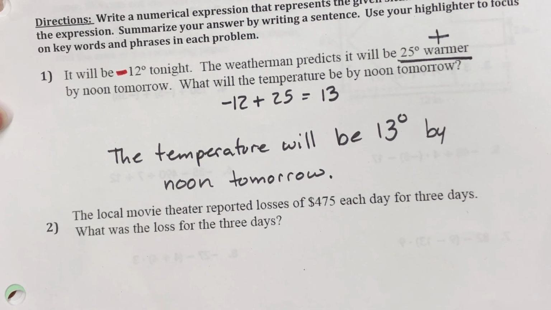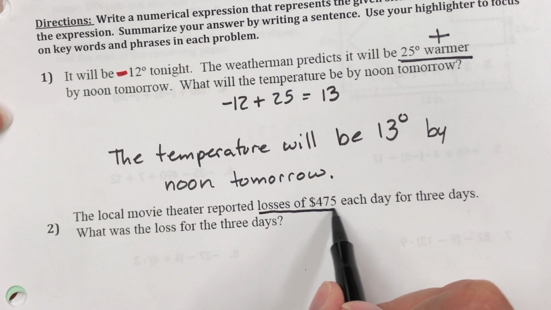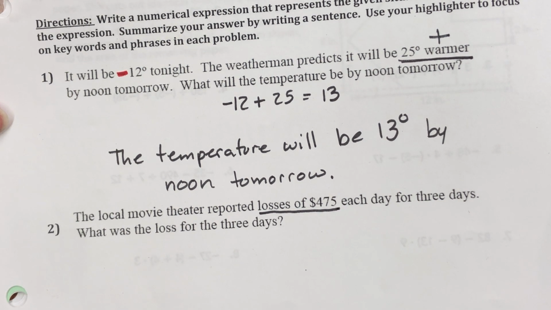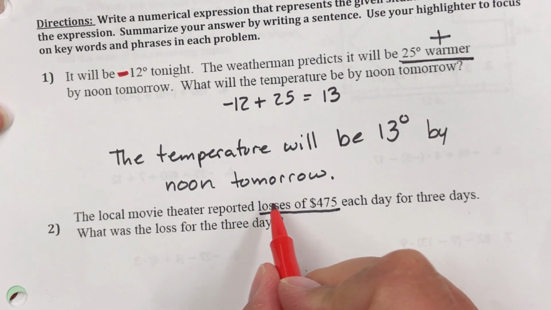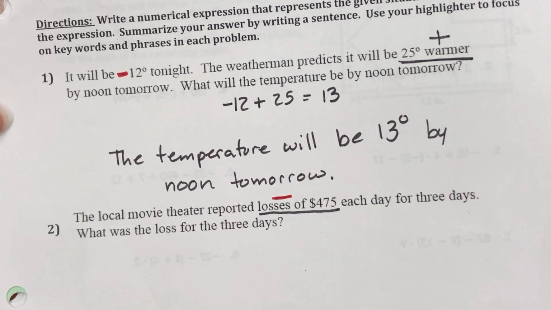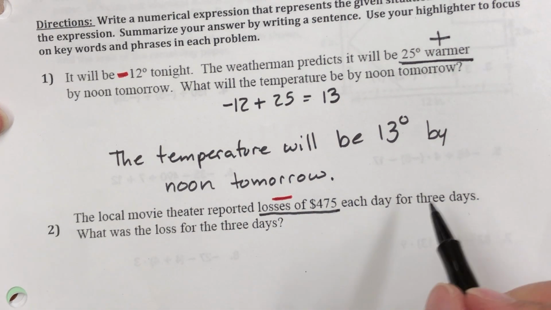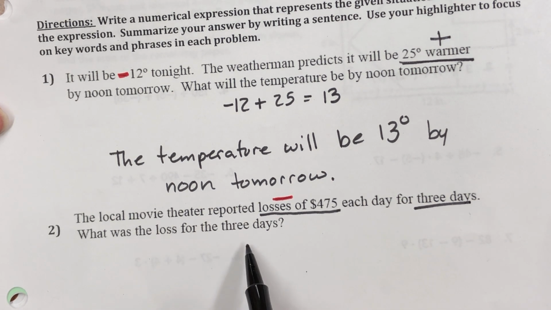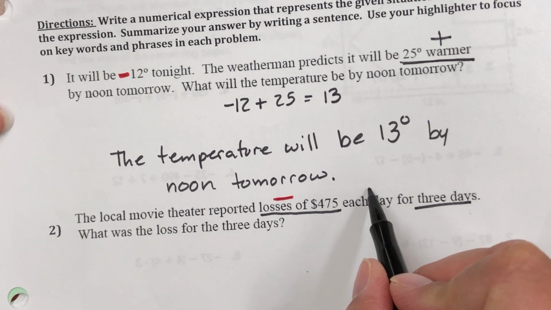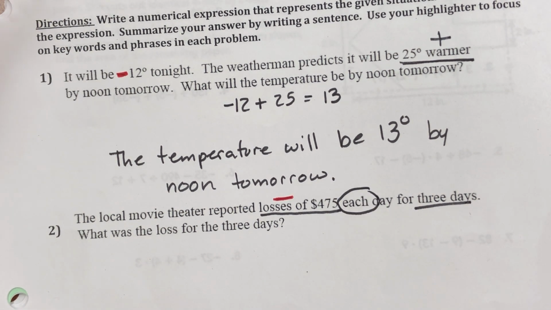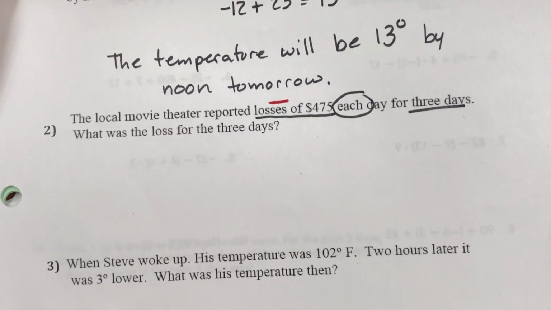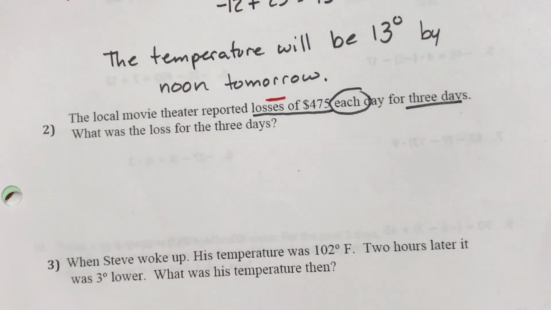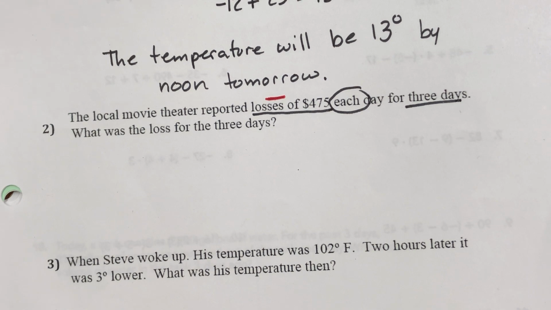All right. The local movie theater reported losses of $475. That's a lot. Wow. Losses is definitely negative. I'm going to put a little negative sign here. Nice big one, actually. For each day for 3 days. What was the loss for the 3 days? It's that crazy word each. Sometimes we've had each and it meant to divide, but in this case, that word each means that I'm going to be multiplying times the 3 days.